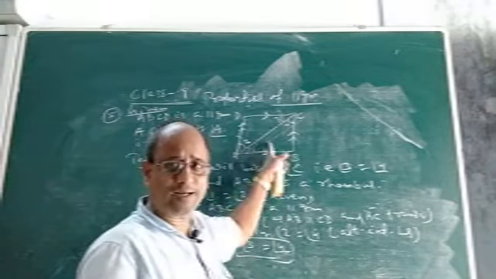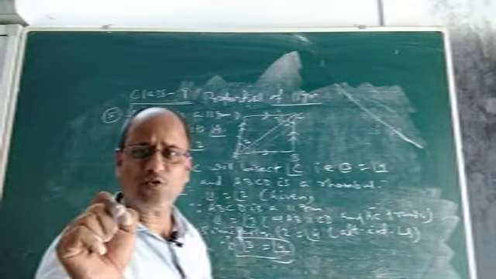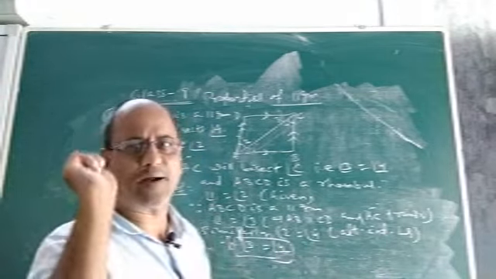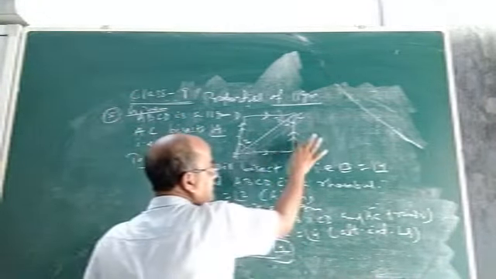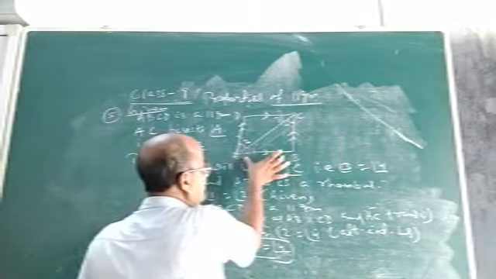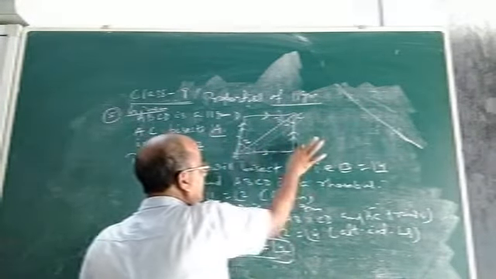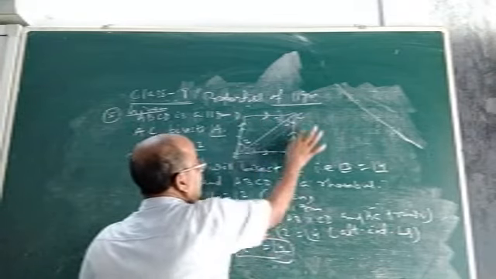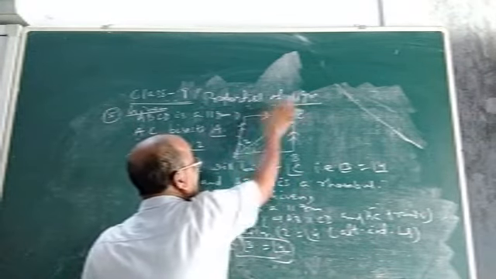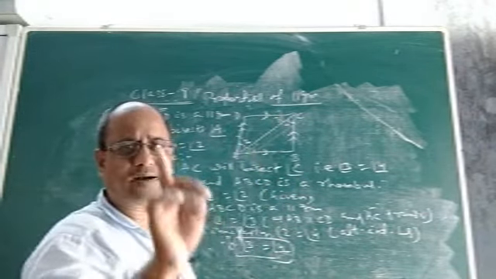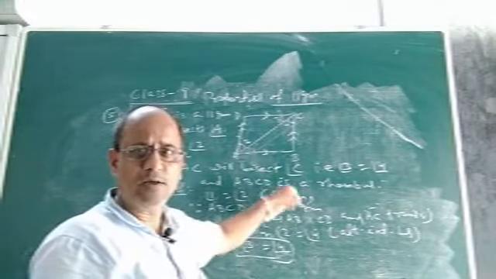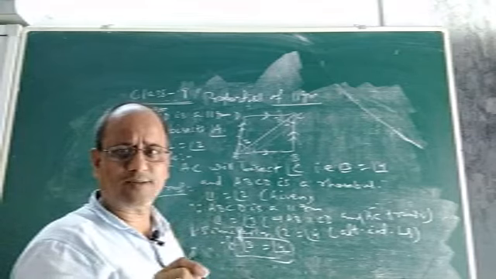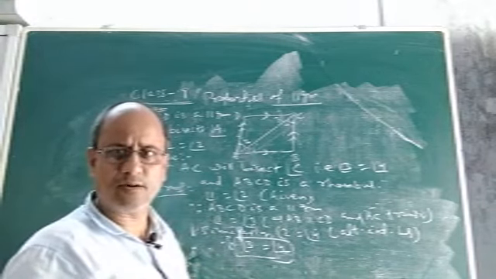So in order to show that it is a rhombus, it is sufficient to show that any one pair of adjacent sides is equal. That means either we show AB equals BC, or AB equals AD, or CB equals CD, or DA equals DC. Any one pair of adjacent sides we have to show equal, because it is already given as a parallelogram. If we can show that one pair of adjacent sides is equal, then it will become a rhombus. So how to show that?